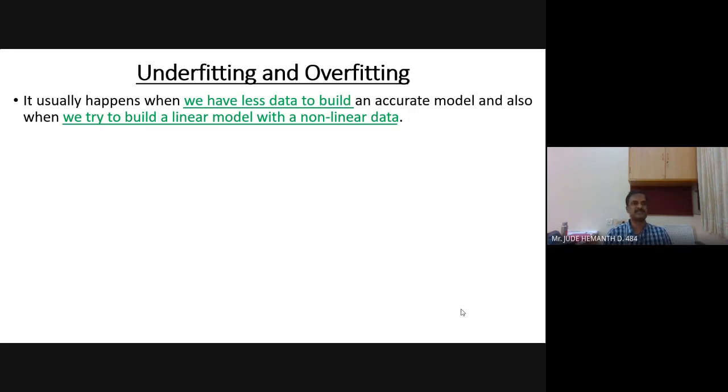Also, underfitting happens when we try to build a linear model with non-linear data. For this, you must understand the concept of linear and non-linear. What is linear? The pattern will be the same. Say, for example, 2.